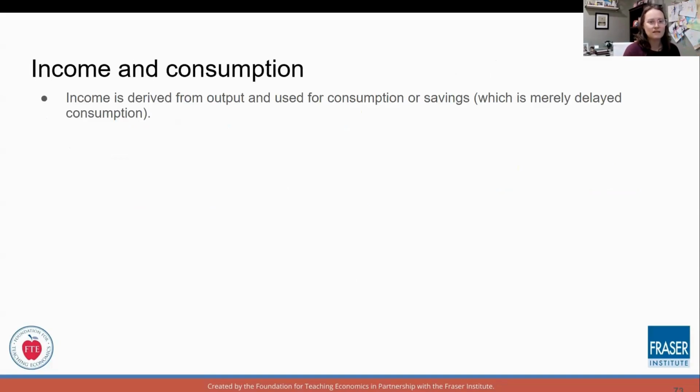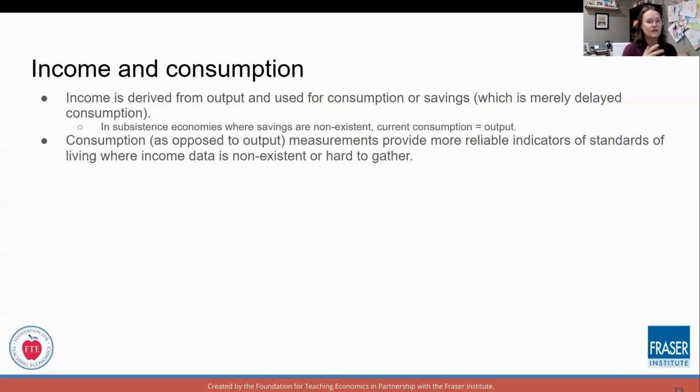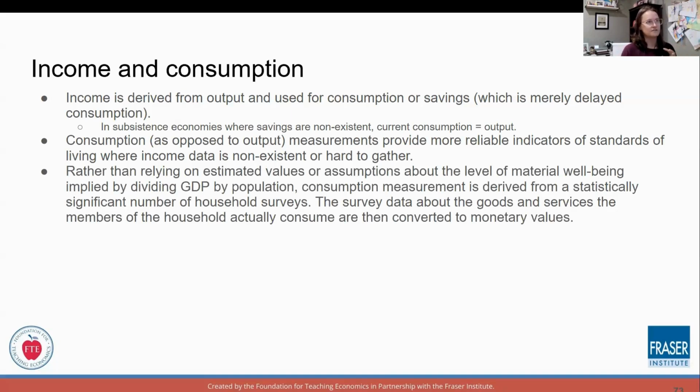All right. So income is derived from output and used for consumption or savings, right? Which is delayed consumption. So in subsistence economies where savings are non-existent, their current consumption is their output, right? There's not a whole lot of delayed spending or saving. And so sometimes the consumption measurements provide a more reliable indicator of standards of living because we don't have other information. So when we're thinking through this, how developed a country is dictates what numbers might be more appropriate to use.